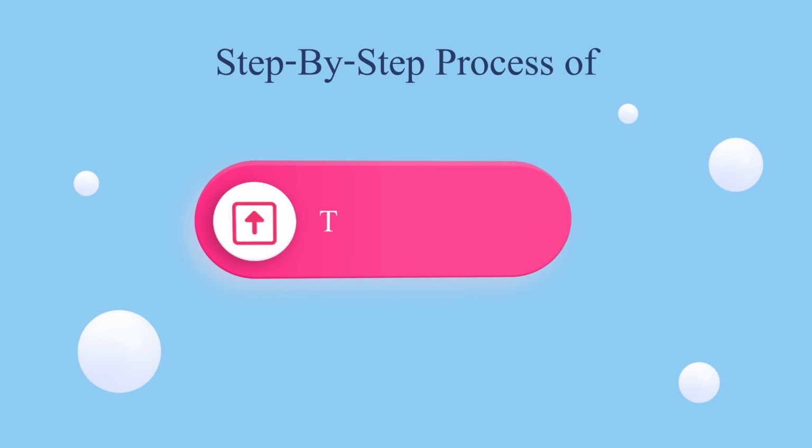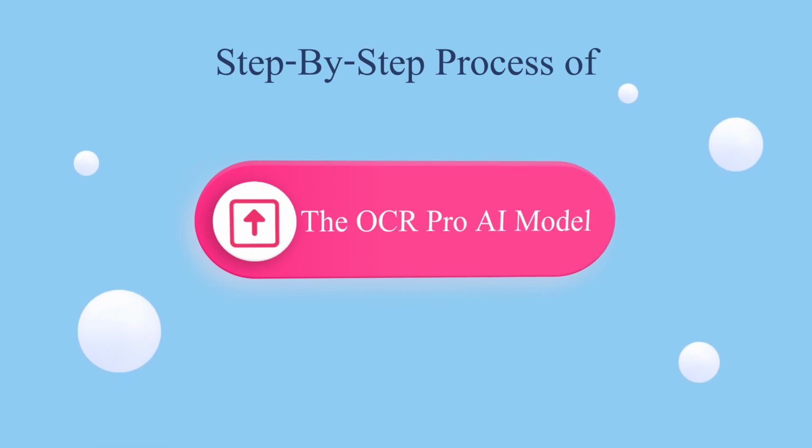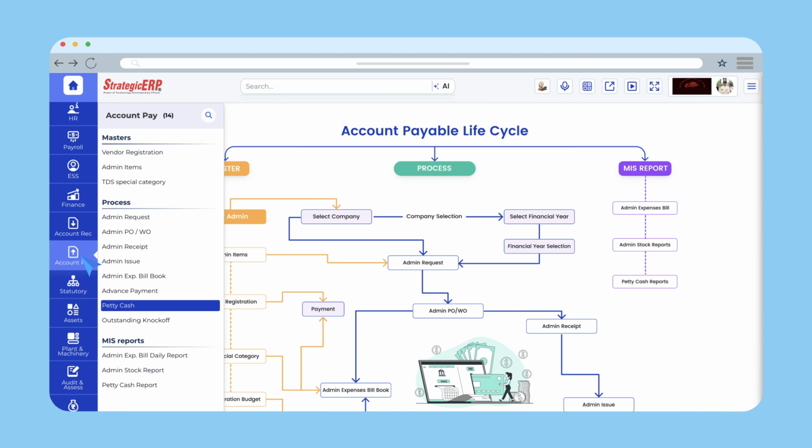Now let us understand the step-by-step process of using the OCR AI model in StrategicERP. To access the OCR Pro AI feature, navigate to the Petty Cash form under the Accounts Payable module. The OCR Pro feature is used to eliminate the need for manually entering multiple records.